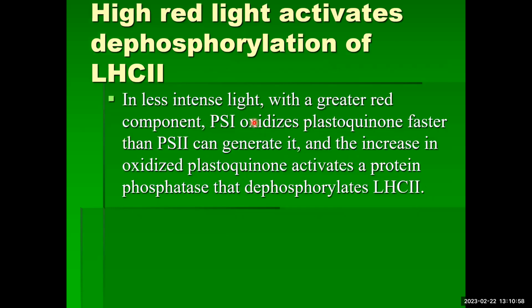And in less intense light with a greater red component, so say later in the day, photosystem 1 oxidizes the plastoquinone faster than PS2 can generate it. That increase in oxidized plastoquinone activates the protein phosphatase that dephosphorylates the light harvesting complex of PS2. Now it mediates apposition of the thylakoid membranes, and you have more stacked thylakoids.